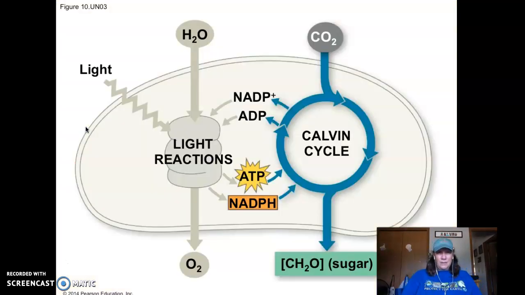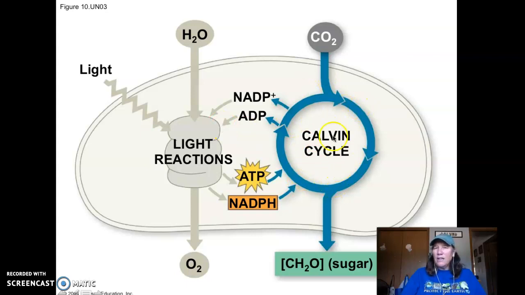So this is what it looks like. I'm going to end here because I'm at about 14 minutes. Light is coming in, water is coming in, and one of the things we end up with is oxygen. Great, we like that. Then there's our ATP and our NADPH, and you notice over here they're missing their phosphate bond. So they send them back over here so we can add that phosphate again. This is what they look like after they've been used.